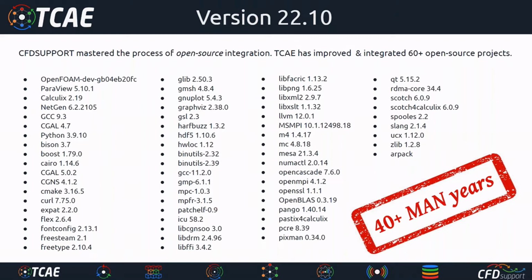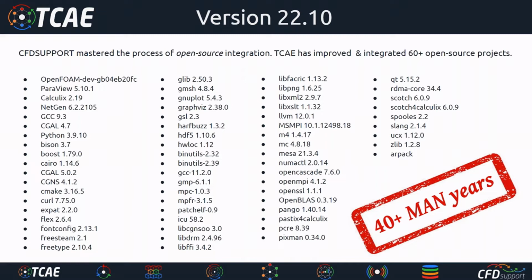I'll go further. As you know, here at CFD Support, we have mastered the process of integration of open source. We started, as I guess you know, as a graphical interface for OpenFOAM, but nowadays TCAE is something much more. Currently, TCAE includes more than 60 open source pieces. Those are new or the latest versions of these libraries. You can see here the most prominent open source pieces are, of course, OpenFOAM and ParaView and Calculix and NetGen and Python, etc.